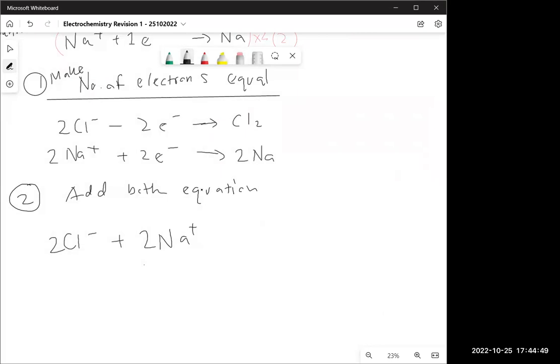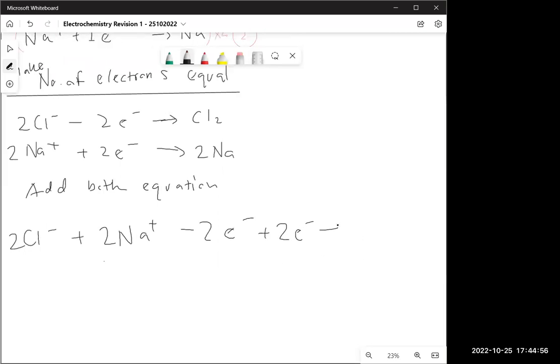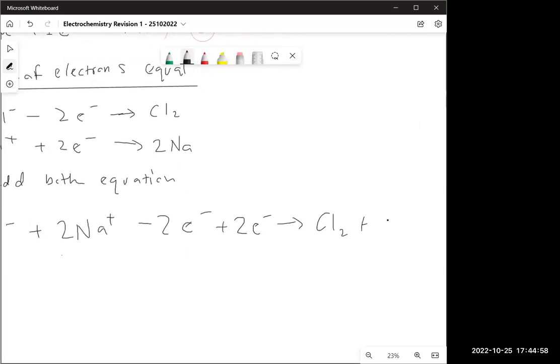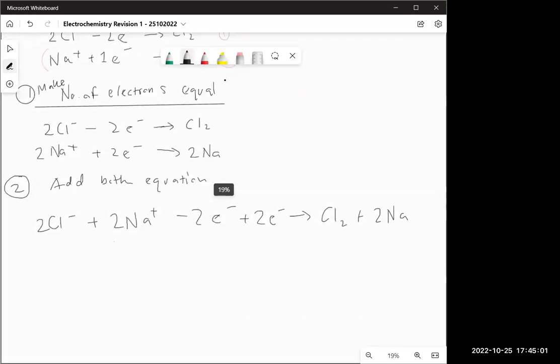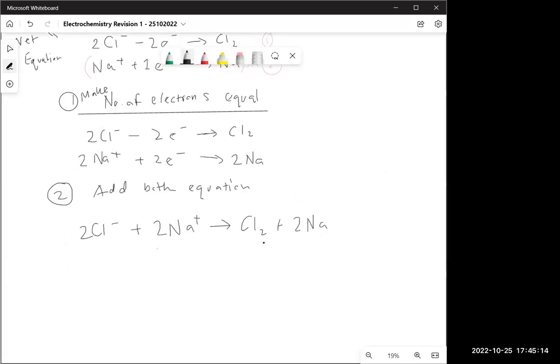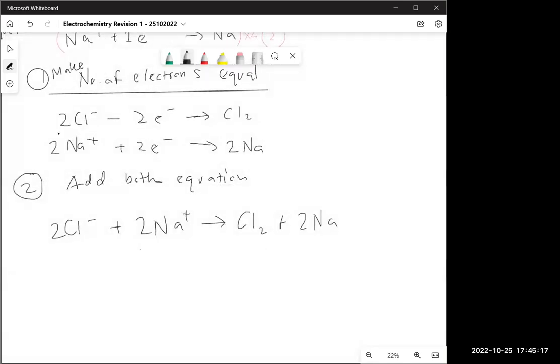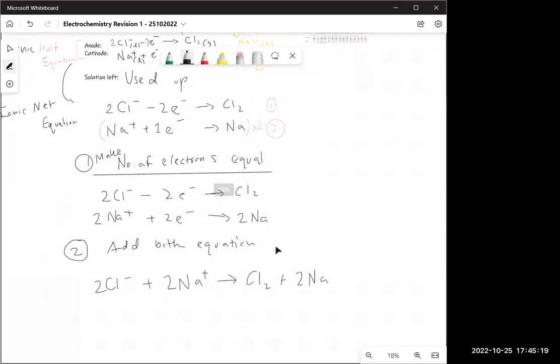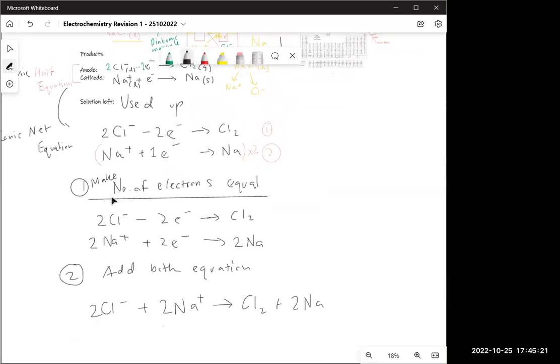Well, let's also write this actually. So we'll get minus 2 electrons plus 2 electrons, which gives us Cl2 plus 2Na. Now the point is, these minus 2 and plus 2 cancel out, right? So let's remove that. We don't have to write that, and this is called our net ionic equation. Any questions? No. Now, this is the net ionic equation.